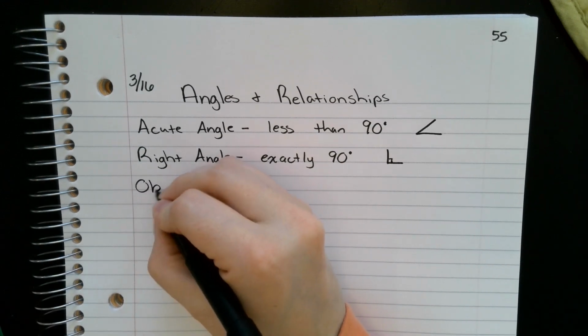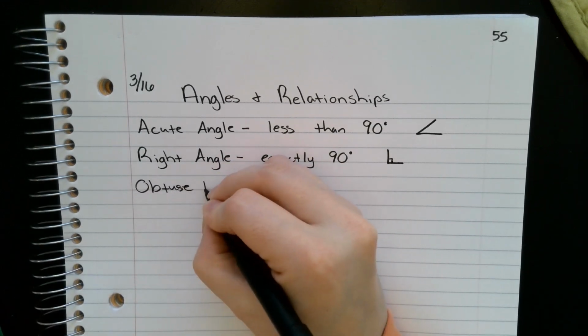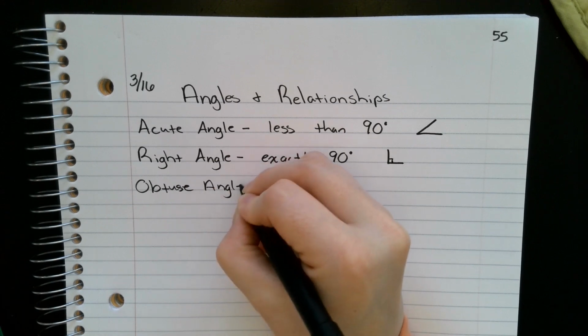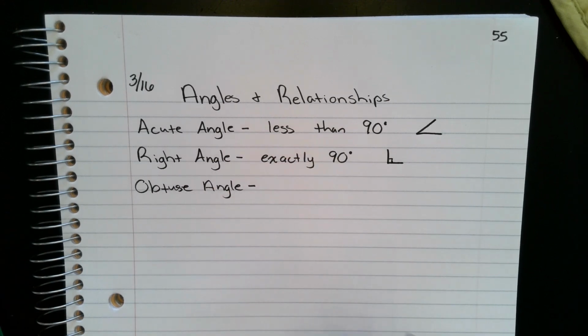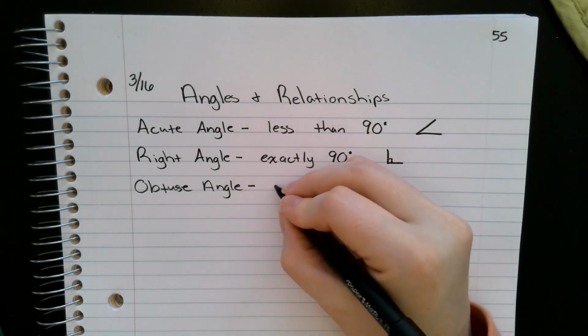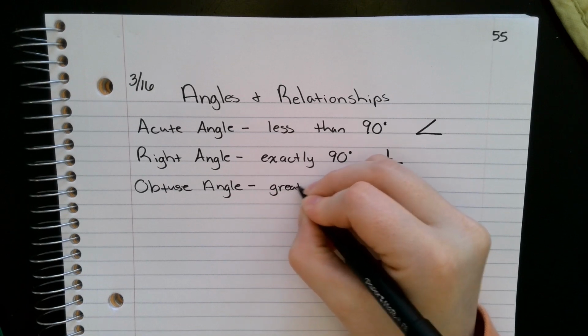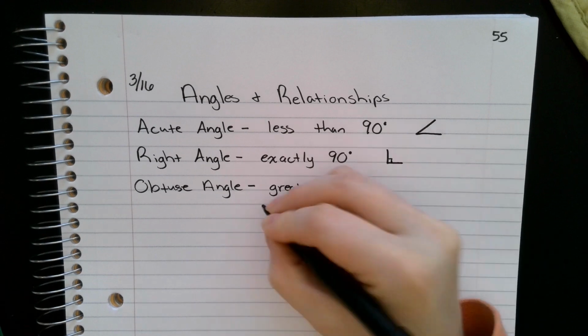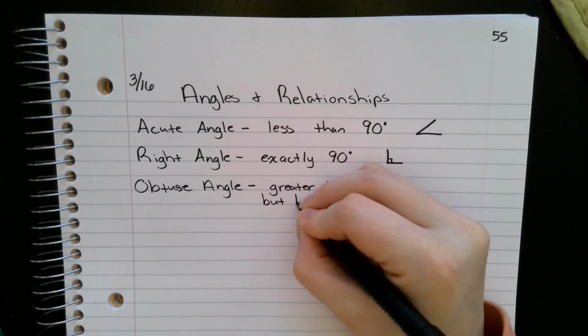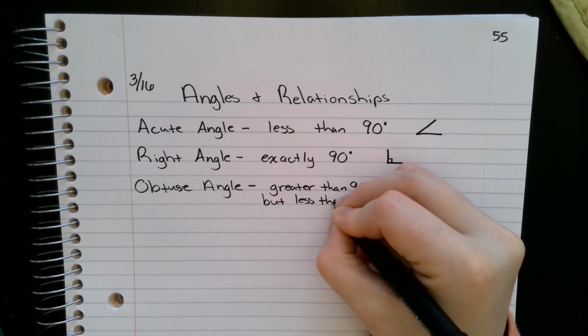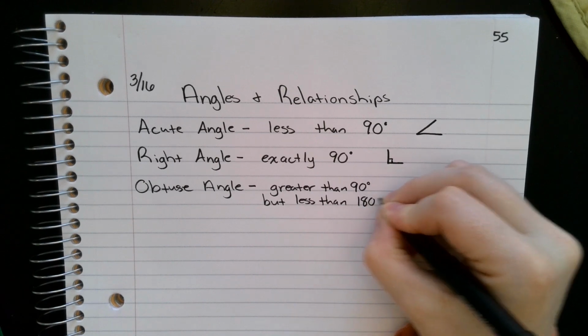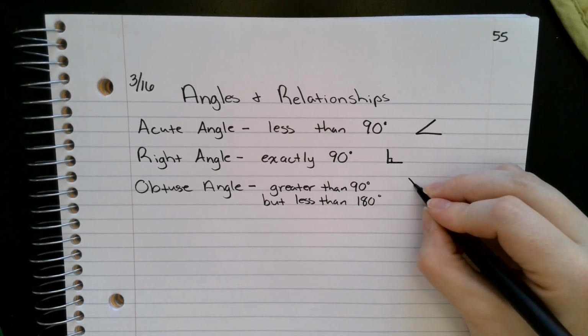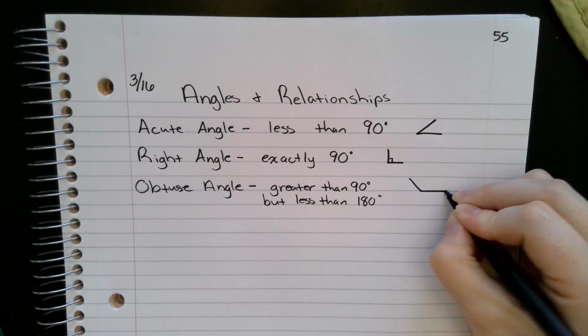Then you've got an obtuse angle. Some people like to say it's the obese angle to help them remember. Obese and obtuse are similar. It's more than 90 but less than 180, so greater than 90 degrees but less than 180 degrees. So it opens up a little bit wider.